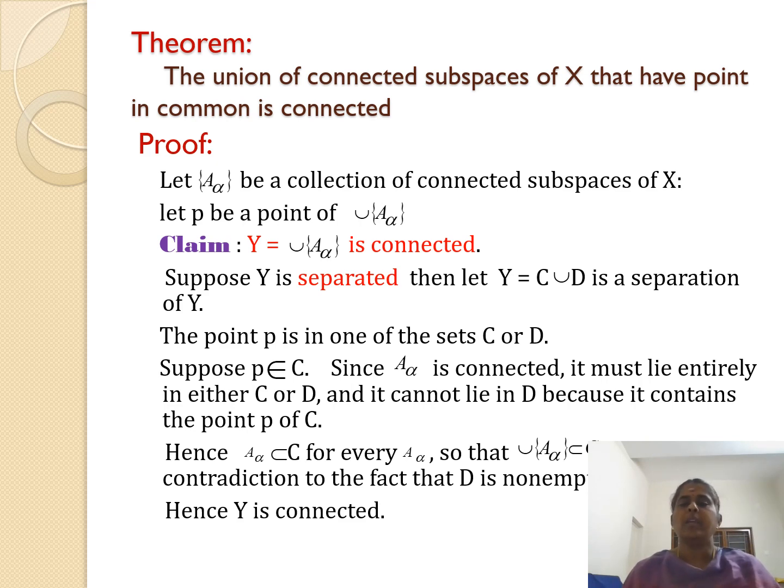But we are assuming Y is separated, and so both C and D are non-empty sets. But here we get D as the empty set. This is a contradiction to our assumption that Y is separated, and so we conclude that Y is connected.